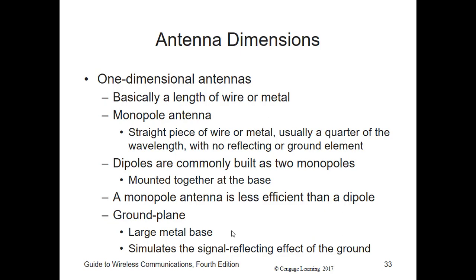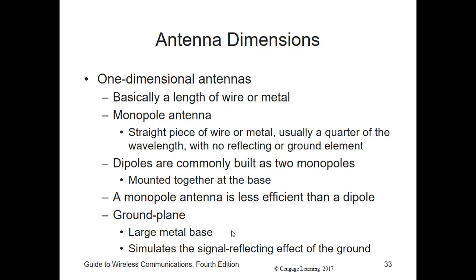We have one-dimensional antennas that are basically a length of wire or metal. They can be built as a straight piece or bent in some shape, such as an old rabbit ear antenna that we used to put on top of our TV sets. We have a monopole antenna, which is basically a straight piece of wire metal, usually a quarter of the wavelength, with no reflecting or grounding element. And as we talked about earlier, a dipole is the smallest, simplest, most practical type of antenna.